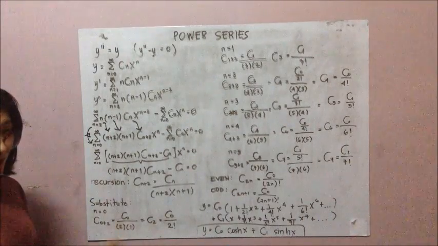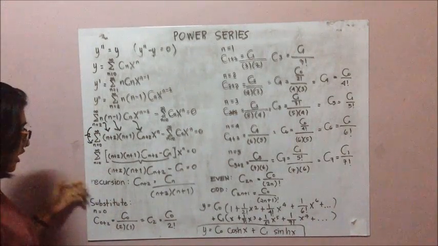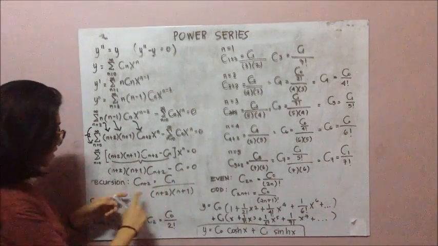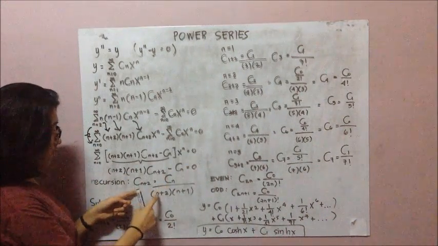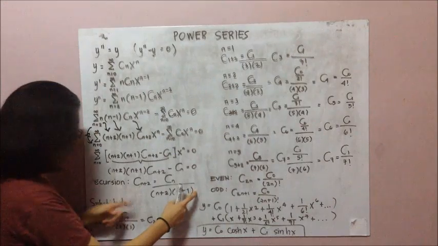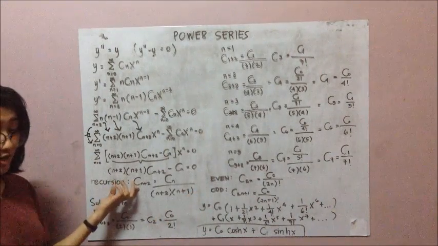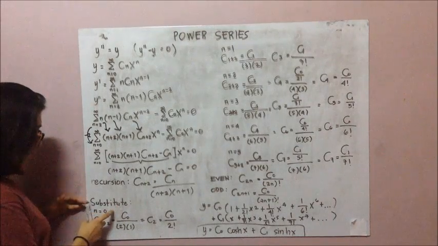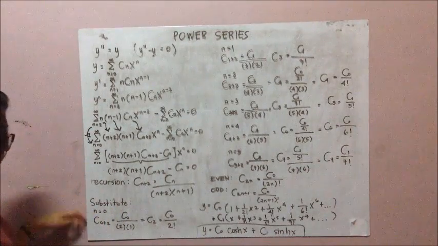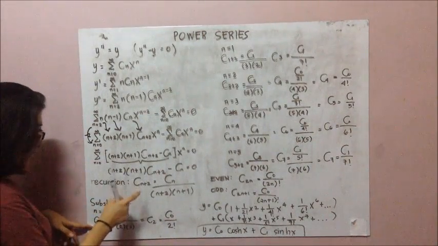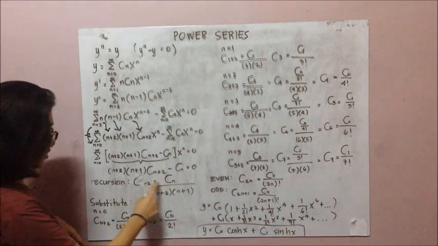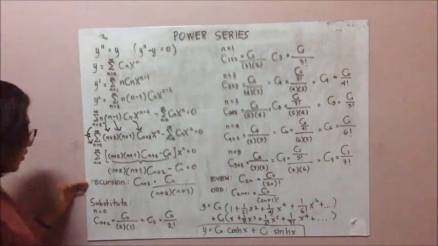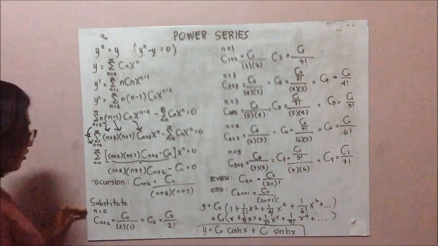So we now have our recursion relation formula. To simplify this equation, we come up with c_(n+2) equals c_n over (n plus 2) times (n plus 1). So we have now our recursion relation formula. We now need to substitute the values of n into our recursion relation formula.